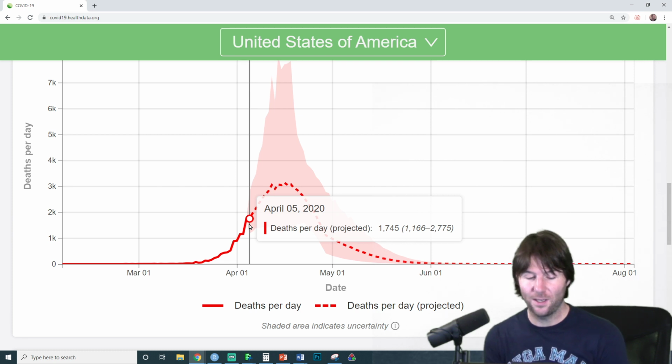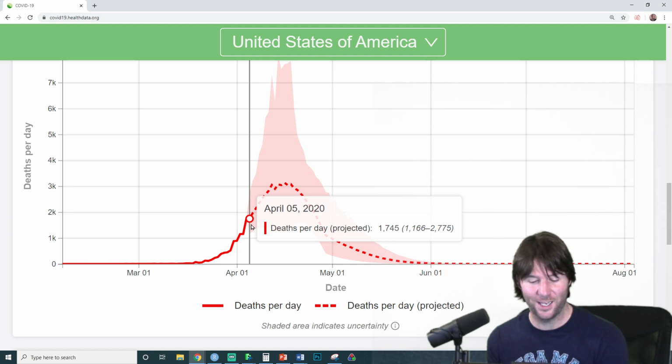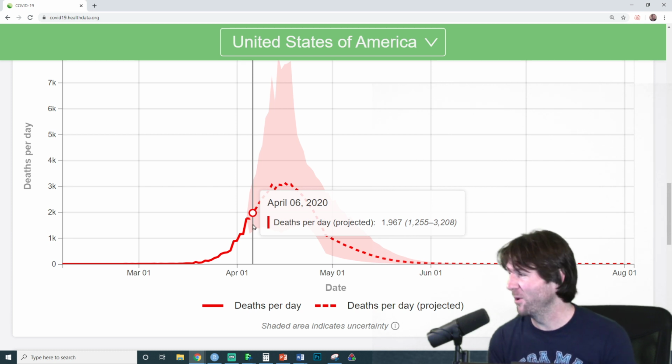I am 95% confident the true deaths today for COVID-19 is contained in the interval 1,166 to 2,775. And then this is the estimate, which is the center of the interval, 1,745. And it's today, April 5th. Today's April 6th. Someone should yell at me in the chat. No one can track time anymore.